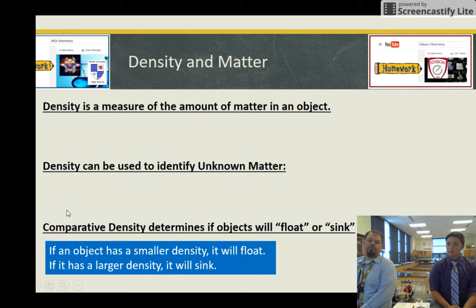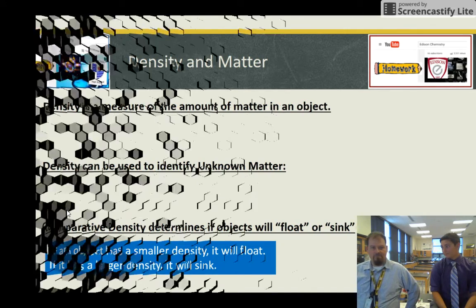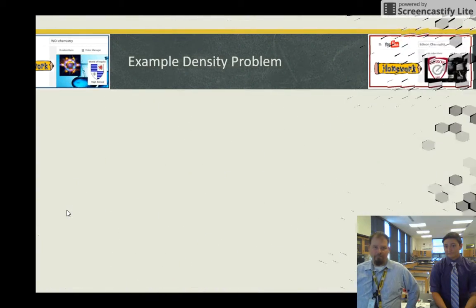All right, and you can use density to predict whether something's going to sink or float. If the object that you're testing has a smaller density than the liquid you're putting it in, then it will float. And if it's larger, then it will sink. So going forward, we should all know the density of water is what again? 1. That's not a coincidence. That's the standard. They did that on purpose to make it easy so you can remember.